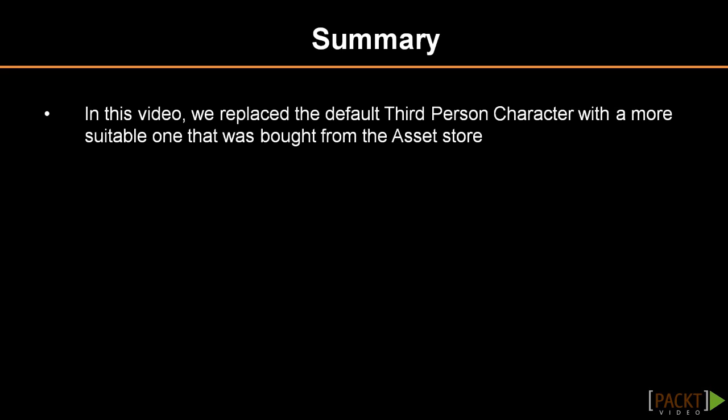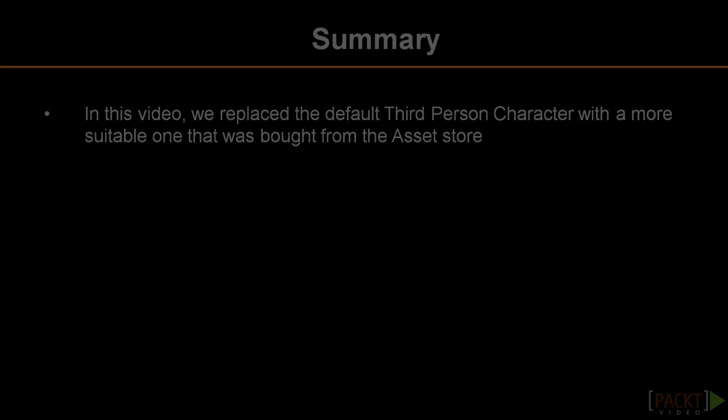In this video, we replaced the default third-person character with a more suitable one that was bought from the asset store. This did provide a different setup, so we had to do some additional work to get the camera to correctly follow the character. But this is a very usable result, with a more suitable character. Our next video will use a similar trick to add a top camera and a small corner viewport above our main view.